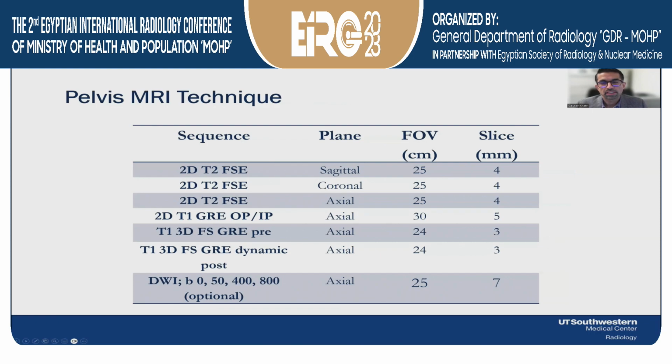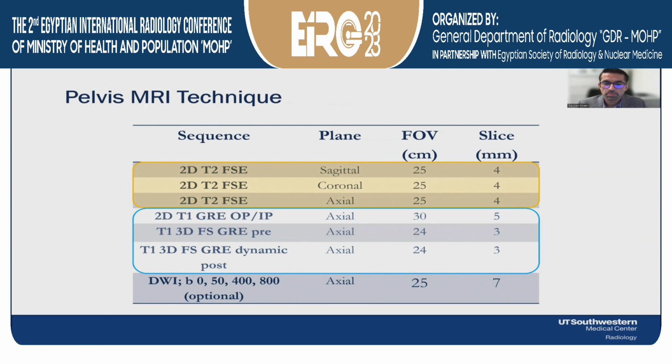So our imaging technique on MRI for pelvis imaging in patients with chronic pelvic pain includes triplanar 2D T2 weighted images. We do T1 in phase and out of phase images, as well as pre-contrast and post-contrast images, and then diffusion imaging is optional. Importantly, if you're imaging a patient with suspected endometriosis, you may benefit from using vaginal gel, as this distends the posterior fornix of the vagina. That's a common place for a subtle deposit of endometriosis.